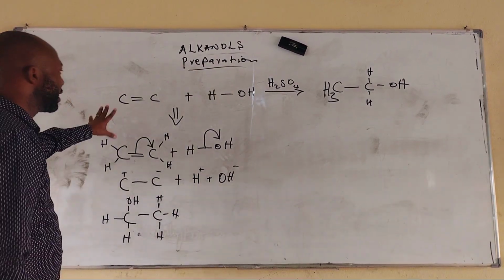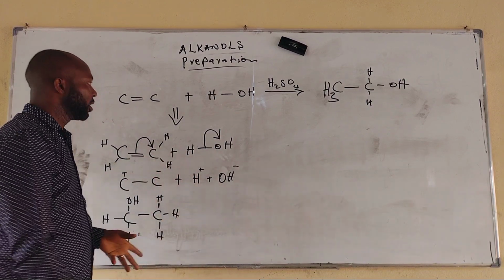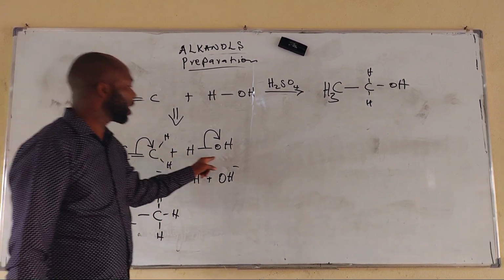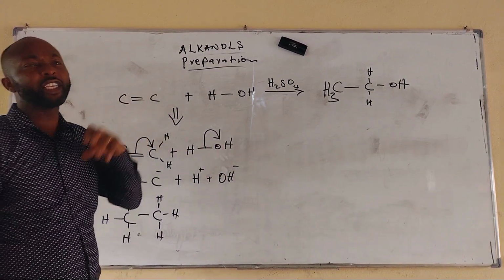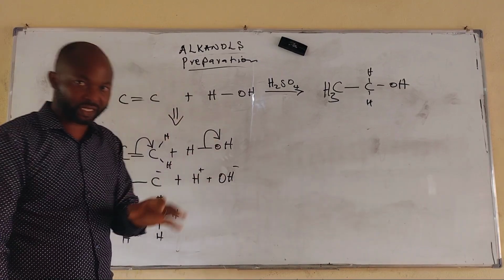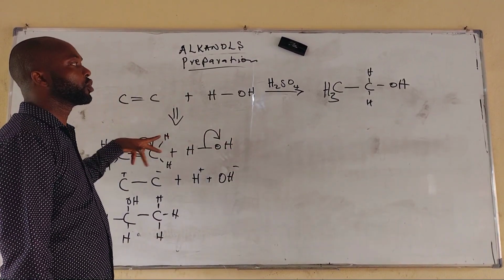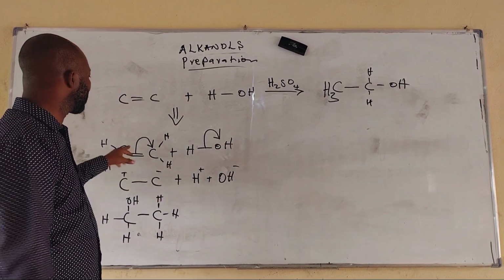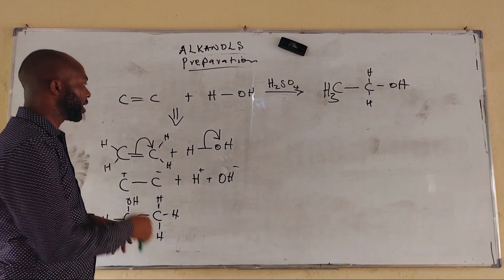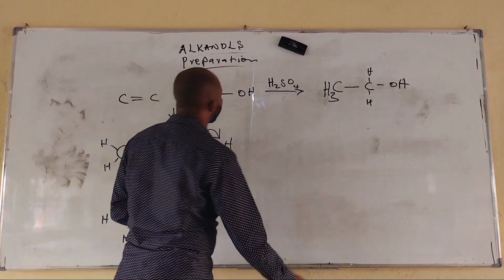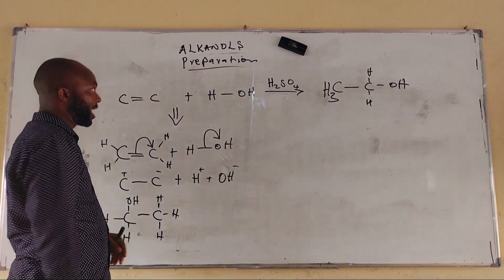So in a longer chain of an alkene, the position of the water molecule coming into the alkene group depends on where the double bond is. You don't just bring it and put it anywhere you like. It has to go to where the double bond is, because that is where the chemistry is taking place. You have to take note of that. So let's move on. We are still under the preparation of alkanols. This is the hydration of alkenes.